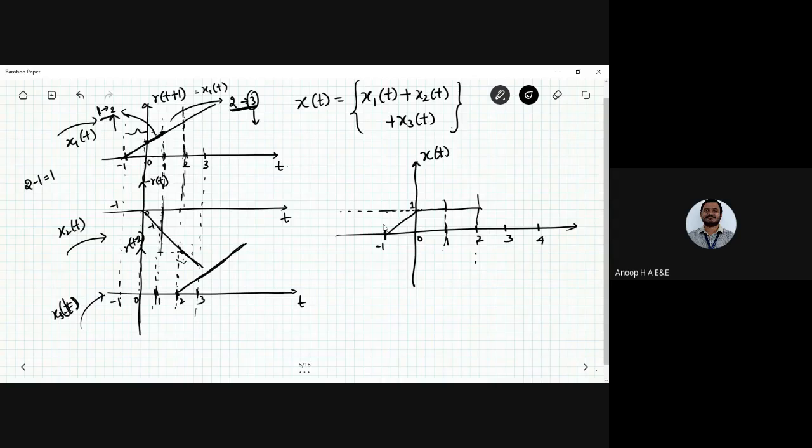Now if you observe carefully here, if I want to find out the slope, it would be equal to 1. Do you agree to this? So the slope would be equal to 1. Now what would be the slope? Anyone?